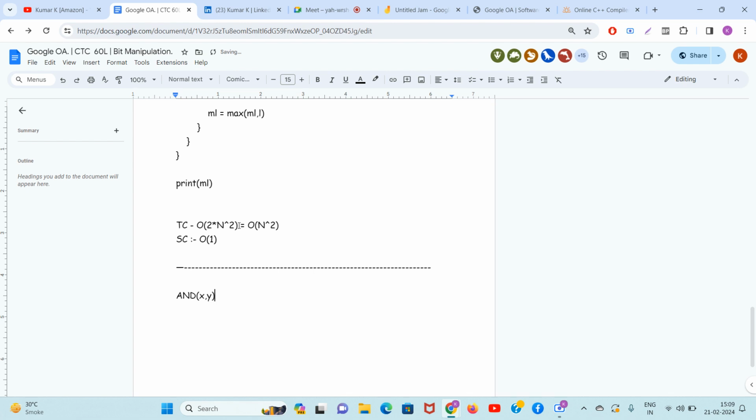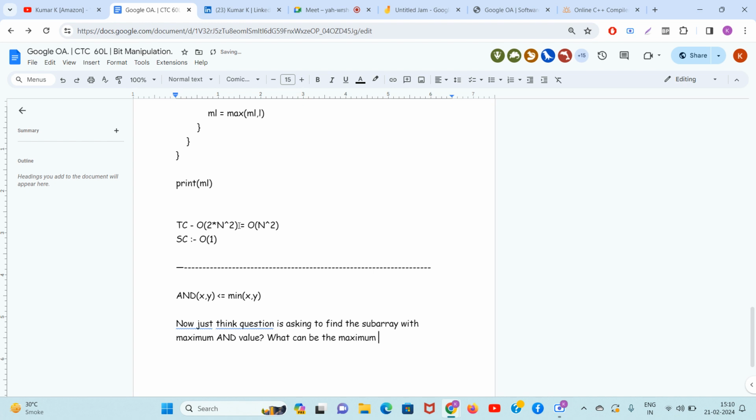And of x comma y is less than equal to. Now just think, guys, now just think. The question is asking you to find the subarray with maximum AND value. What can be the maximum AND value? Everyone start writing the answer in the chat. What can be the maximum AND value of a subarray in the array?